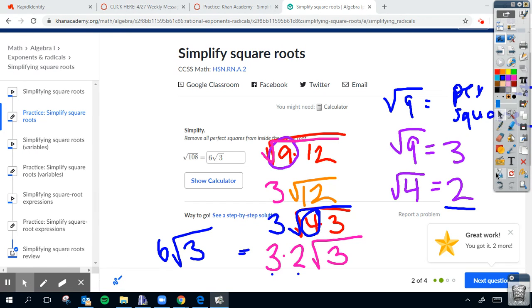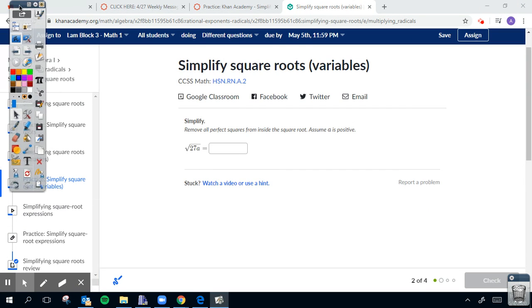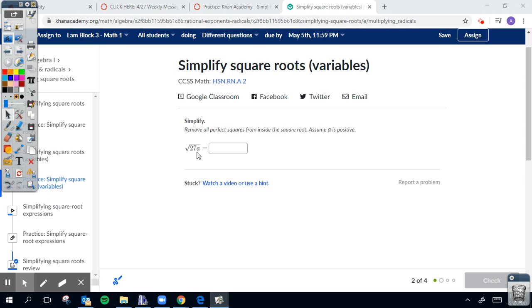And move on to my next set of practice problems. So you do 4 in this category, and let's move on to the level 2 problems. This one's only slightly different because it has a variable, but it's pretty much the exact same thing. I figure out, so what goes into 27?